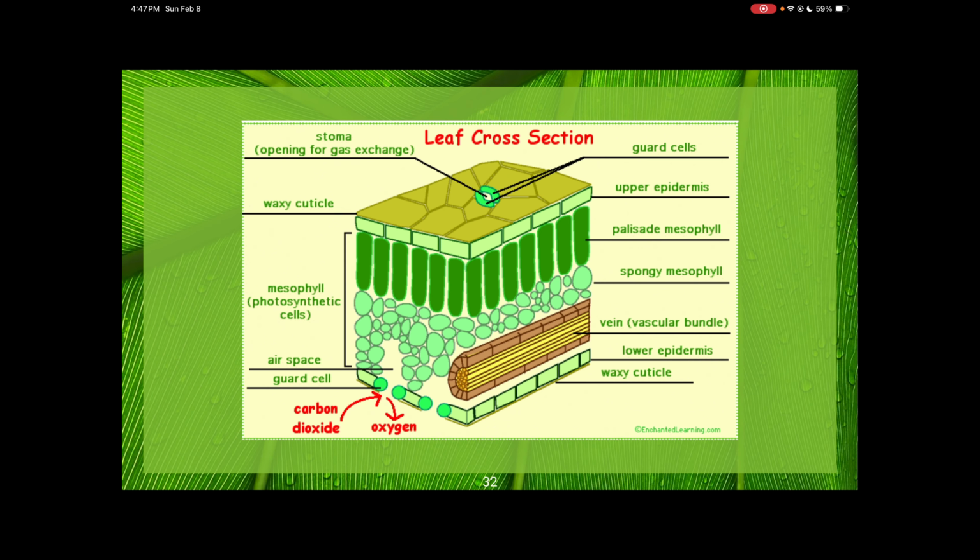Oh, look, a picture. So you can see that palisade mesophyll layer is like a picket fence or a fenced in green area. So it's all chloroplast pretty much so that it can get the most sunlight possible. Your spongy mesophyll has these air spaces so that carbon dioxide can get in, oxygen can get out. And then you can see your vein that has your vascular bundle, that has your xylem and your phloem.